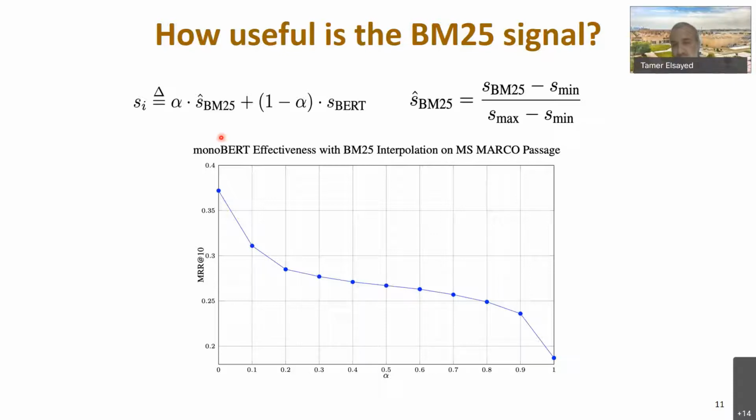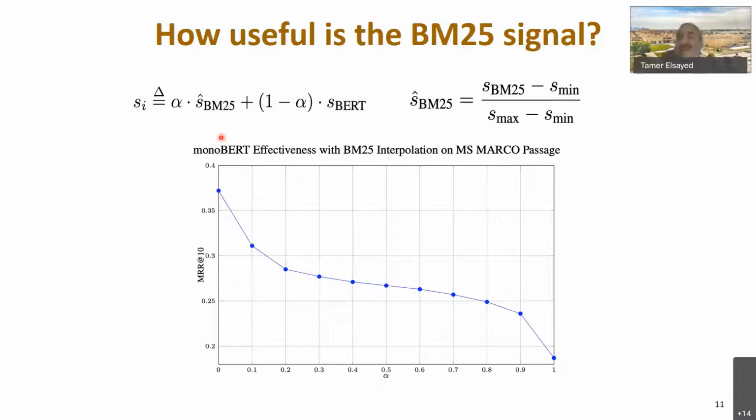The conclusion is that the score from BM25 has no effect on the rank. So depending on BERT alone is enough. Yes, exactly. Adding any involvement of the BM25 score was not useful at all.